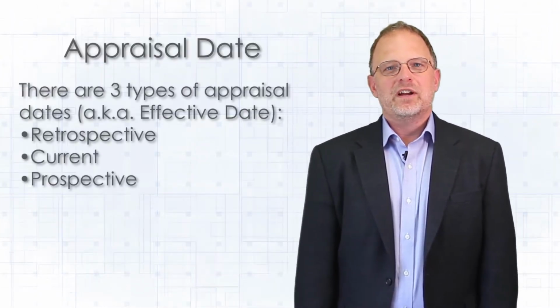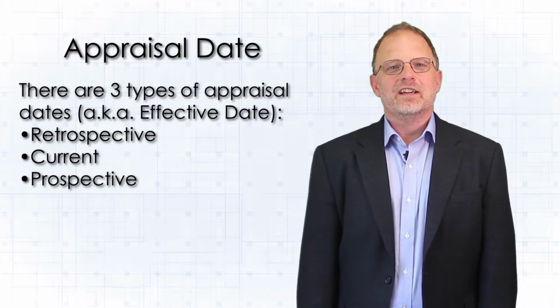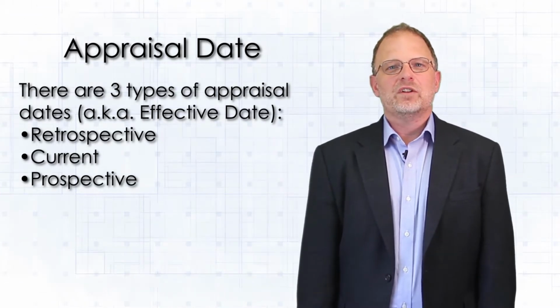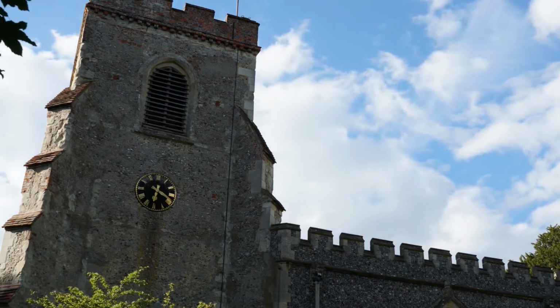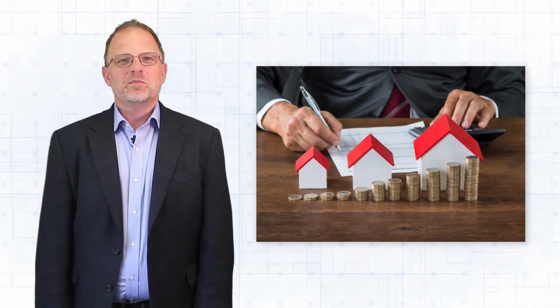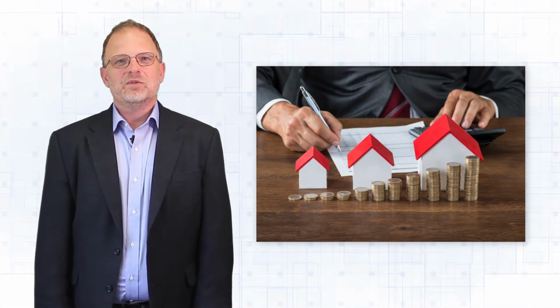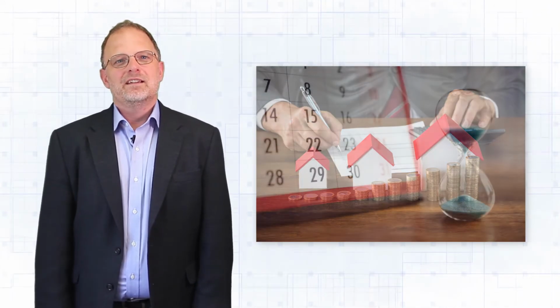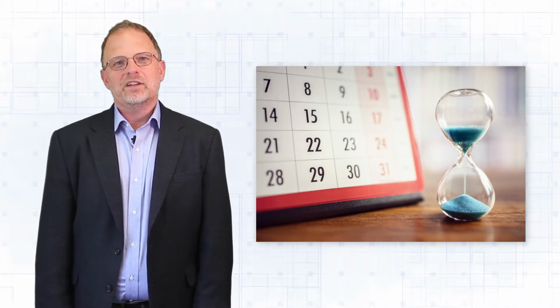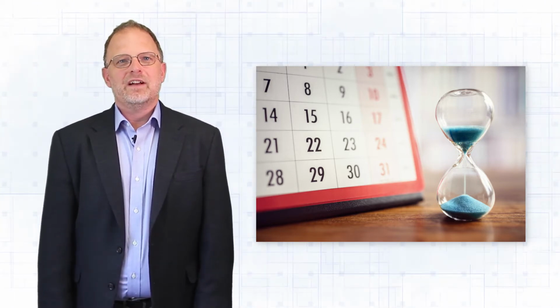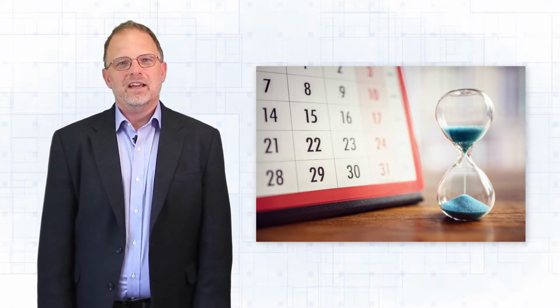The appraisal date can be a little more complicated. Appraisals can have three types of appraisal dates: retrospective, current, or prospective. Think of an appraisal as an opinion of value as of a specific point in time. This point in time is the appraisal date, and identifying the appraisal date is important because values often change over time. A report with a valuation date from 10 years ago, or even only 1 year ago, would likely contain a value that would be different from the value today.